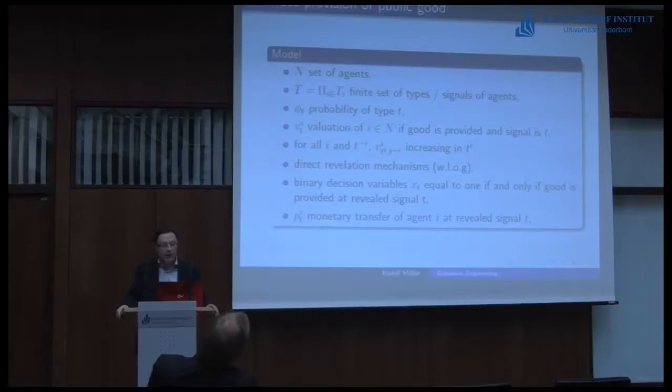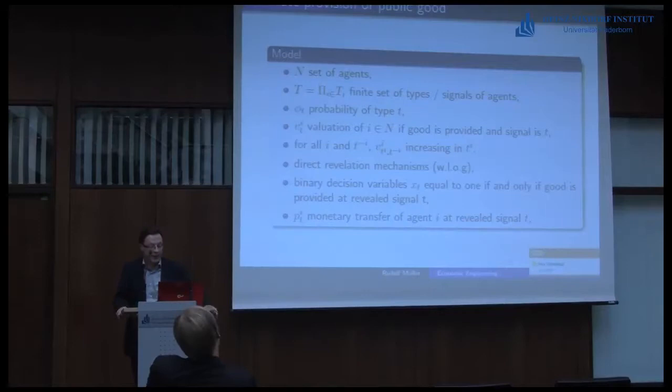We have a probability of each type. That is just discrete.